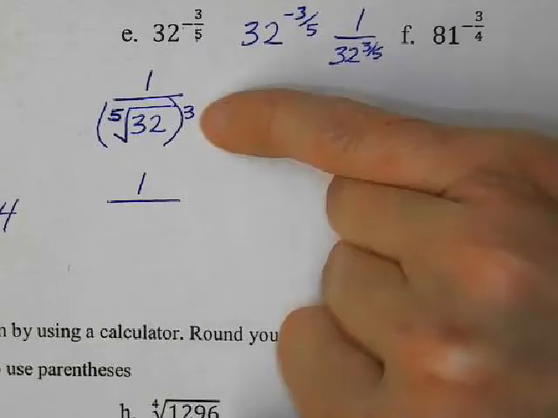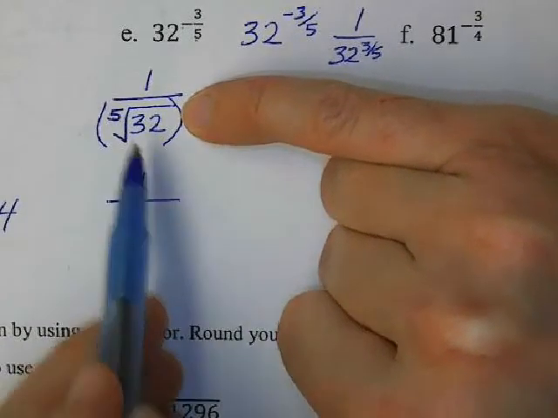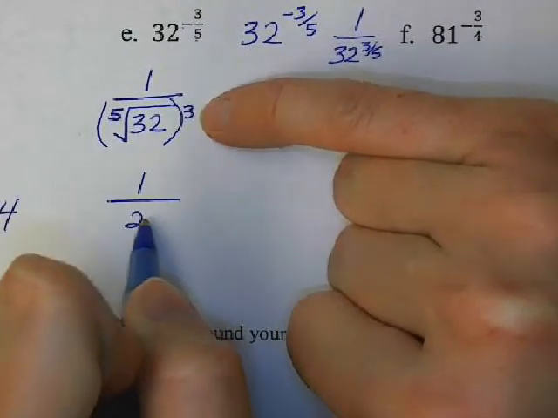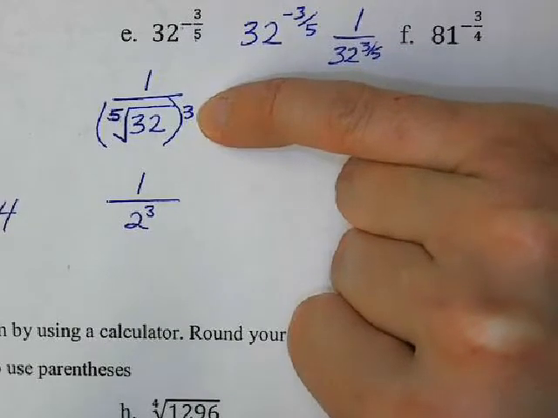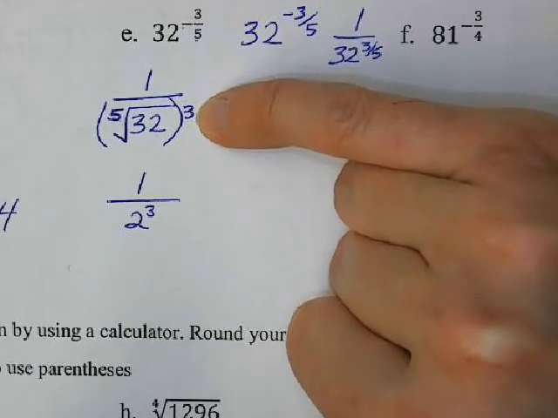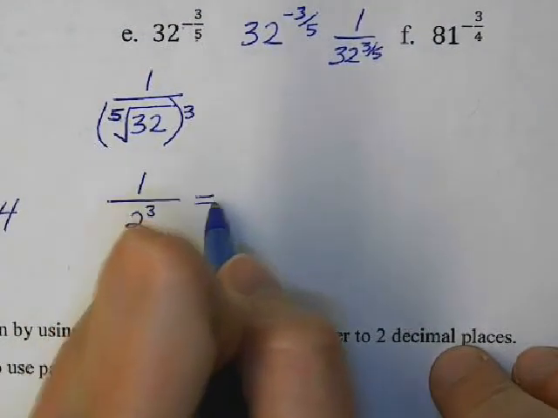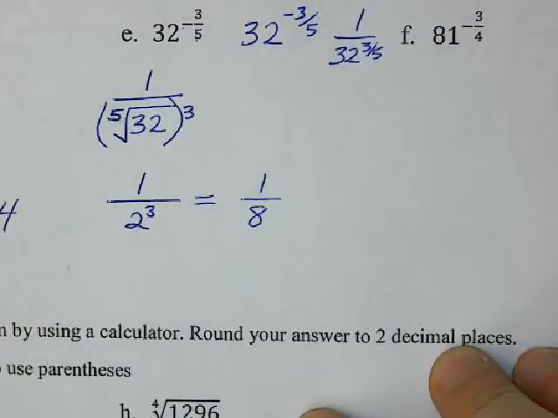Don't worry about the 3 on the outside. Just figure out what the 5th root of 32 is. It's 2. So then do 2 to the 3rd power. Do you know what 2 to the 3rd power is? Yeah, so my answer is 1 over 8.